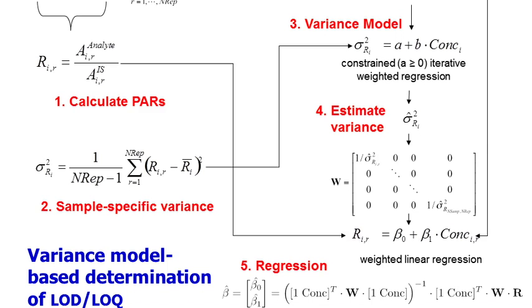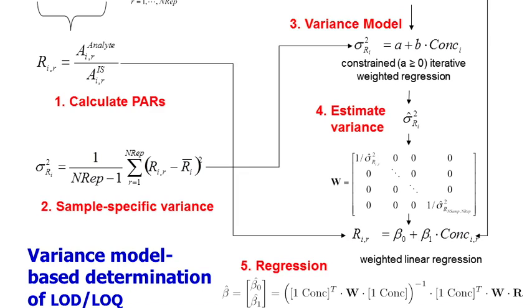Okay. So the last method I'm going to show is what is called a variance-based model for determining LOD and LOQ. This is what the statisticians were actually doing in the beginning of the project, and it was getting so complex and answers were difficult to consistently get, and the model was so complicated that the data we had was not enough to actually get a reasonable model. But I'll quickly go through what happens here.